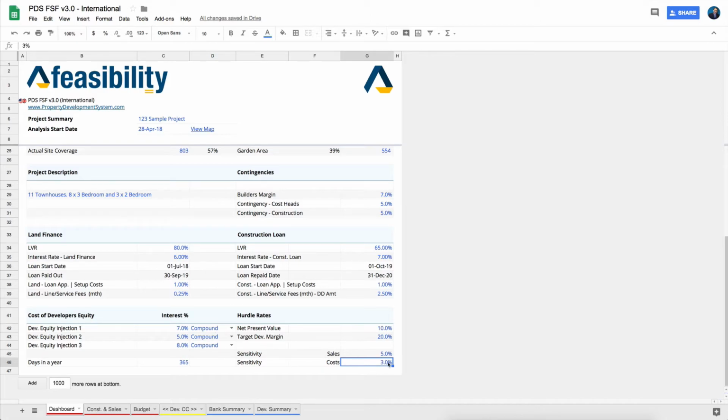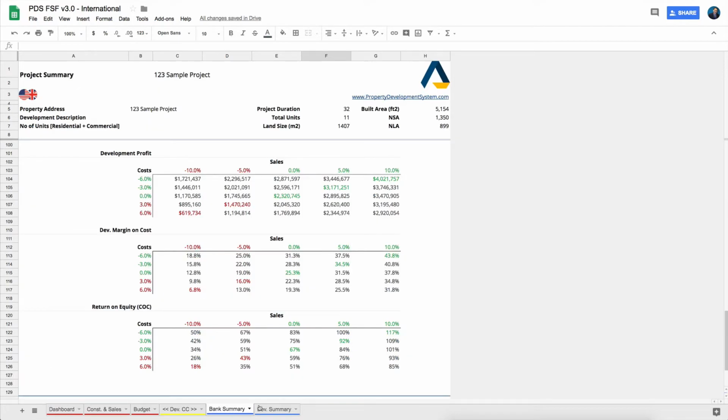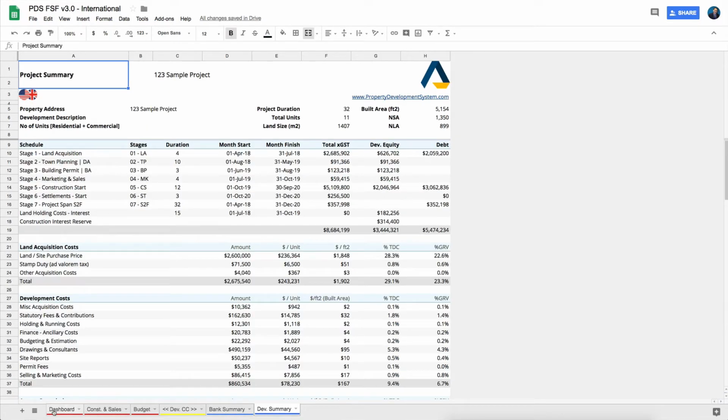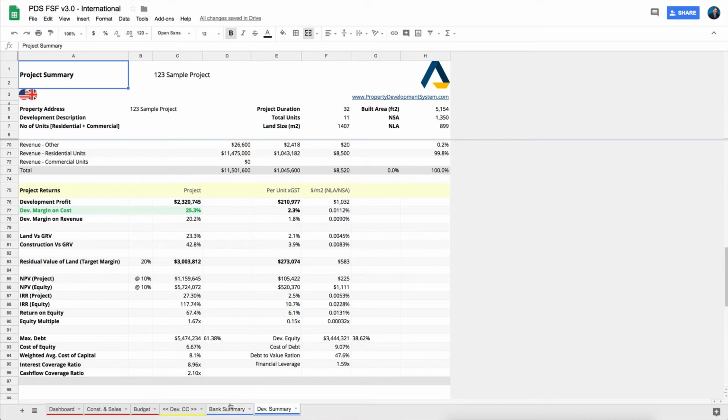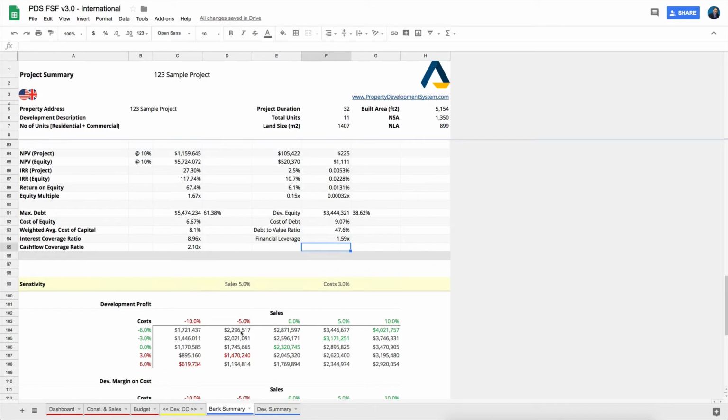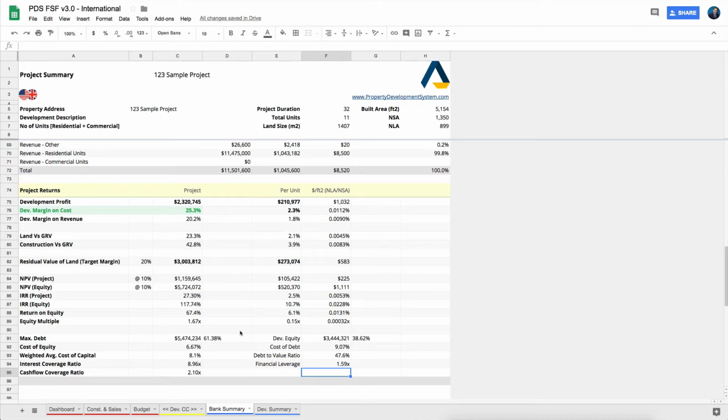So this is what these details are for, and these are your developer's equity injections and what interest you want to charge the project. The difference between the bank summary and the developer summary is that in the developer summary, we include the cost of developer's equity. In the bank summary, we don't, because the bank doesn't care what your money costs. And you want to show the bank the best possible feasibility that you can. If you put in a cost for your own equity, the bank's not going to look at it more favorably.